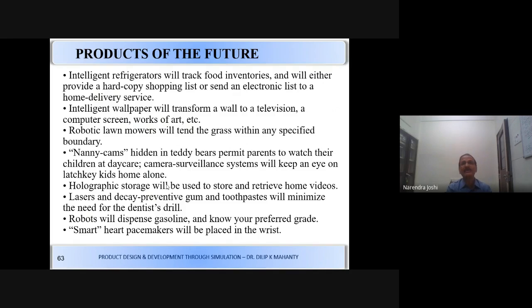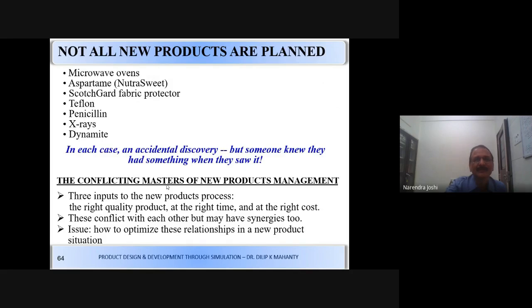Wallpaper will transform a wall into a television. A computer screen will become a wallpaper, and it is all becoming reality. Robotic lawn mowers will mow the grass within any specific boundary. Holographic storage will be used to store and retrieve home videos. So smart equipment, everything is becoming reality. Not all new products are planned. Interesting, let me talk about microwave ovens, NutraSweet, Scotch Guard, Teflon, penicillin, etc. In each case, an accidental discovery.